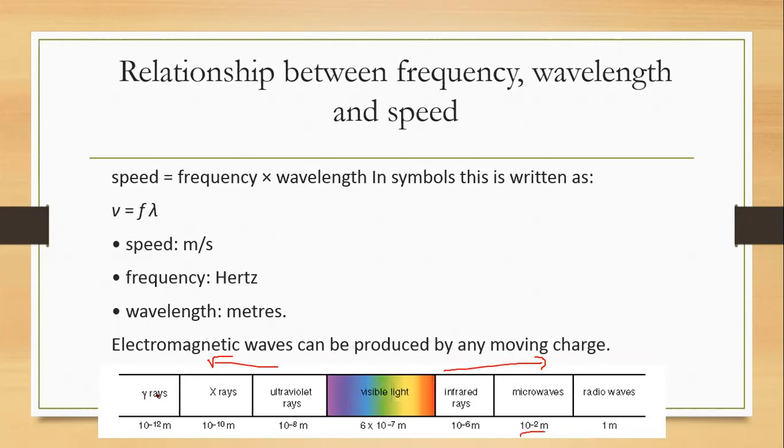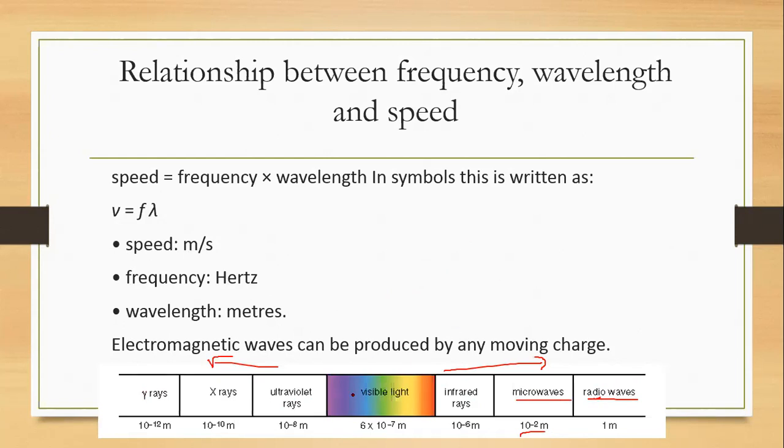These are some types of waves: gamma rays, X-rays, ultraviolet rays from the sun, infrared rays, and microwaves. Microwaves are generally used for cooking. And radio waves we generally use for communication. For communication, watching TV, and listening to the radio, we use radio waves.